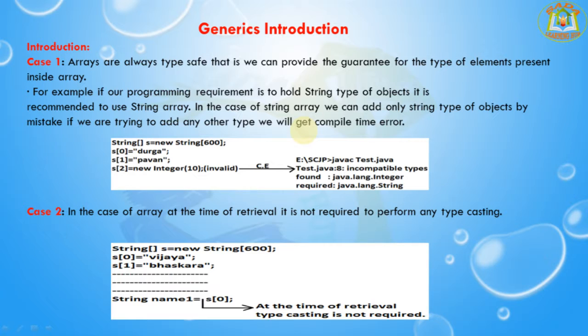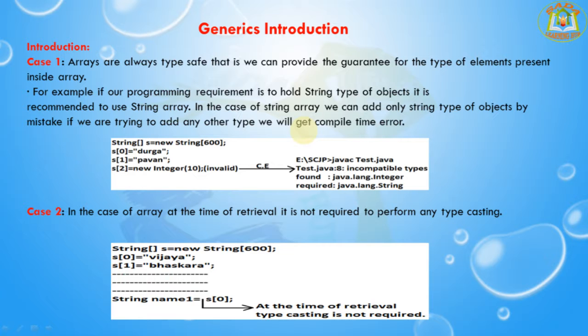To overcome the above problems of collections, type safety and typecasting, the generics concept was introduced in the Java 1.5 version. Hence, the main objectives of generics are to provide type safety to collections and to resolve the typecasting problem in the program. To hold only string type of objects, we can create a generic version of array list as follows.